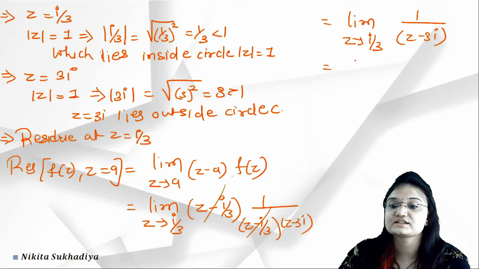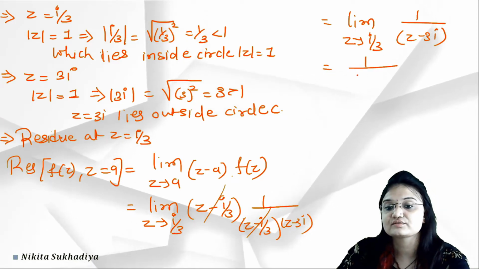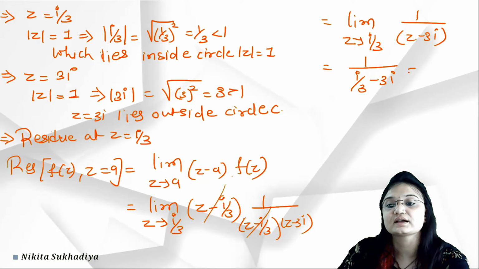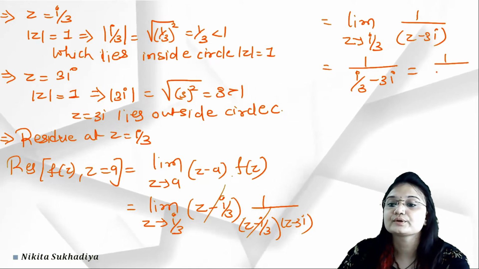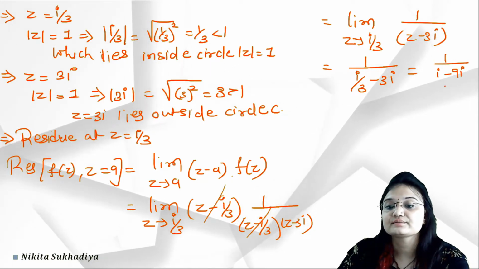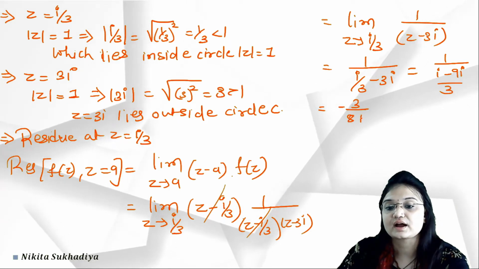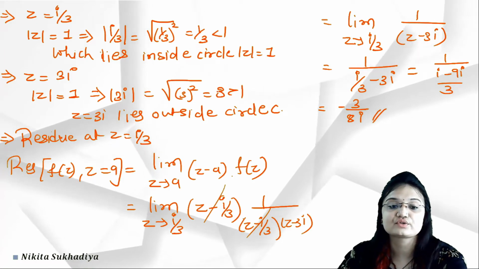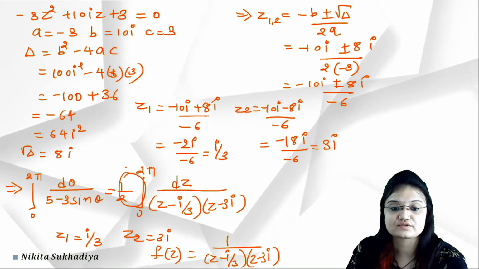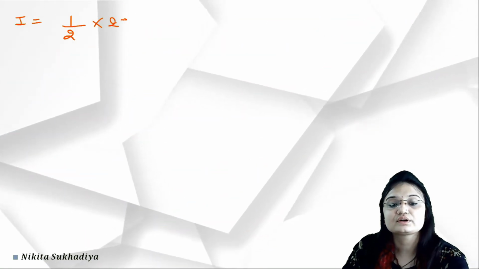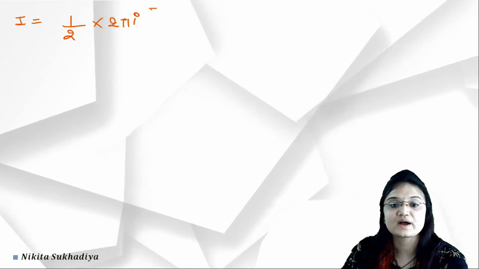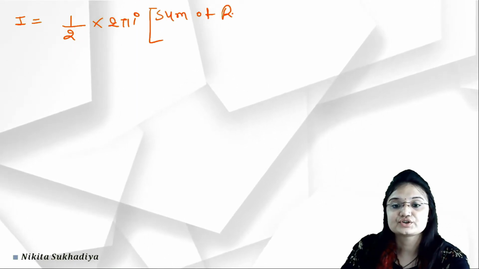Okay, so now put z is equal to i by 3, so this will become 1 upon i by 3 minus 3i. So we will get 1 upon i minus 9i by 3. So this will become minus 3 by 8i. Okay, so this is the answer for the residue at z is equal to i by 3. So our final integration I is 1 by 2, which we have to consider from this.